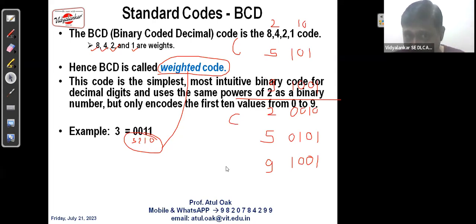I have already said BCD is a number system. In its full form, very clearly we can say binary coded decimal. See this word, I'm highlighting that word, decimal. That means BCD is explicitly used for representing the decimal number system.